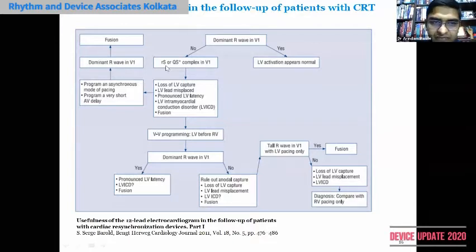Then multiple things can happen. Actually, we need to keep them in the back of our mind. There might be loss of LV capture. The LV lead might have been misplaced. There might be pronounced LV latency. LV intramyocardial conduction disorder, which is commonly known as LV ICD, or it can be a different kind of fusion.